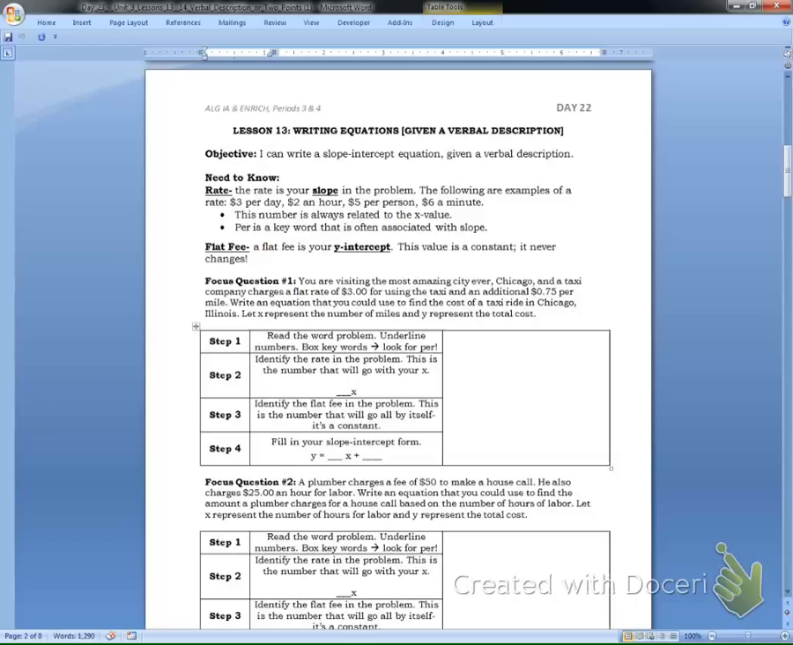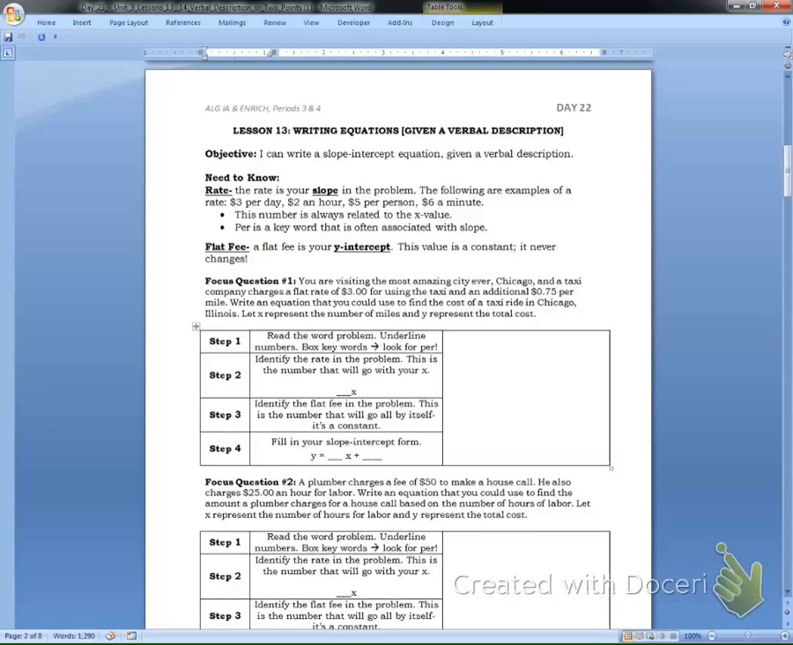In your equation, when you have a story problem, you need to always be able to identify the slope, which in the story is going to be your rate. For example, $3 per hour, $3 per day, $2 an hour, $5 a person, $6 a minute. It's the rate, how much somebody's getting paid or how much somebody's getting charged. This number is always related to your x value. So in the equation, this number is always going to go right in front of x.